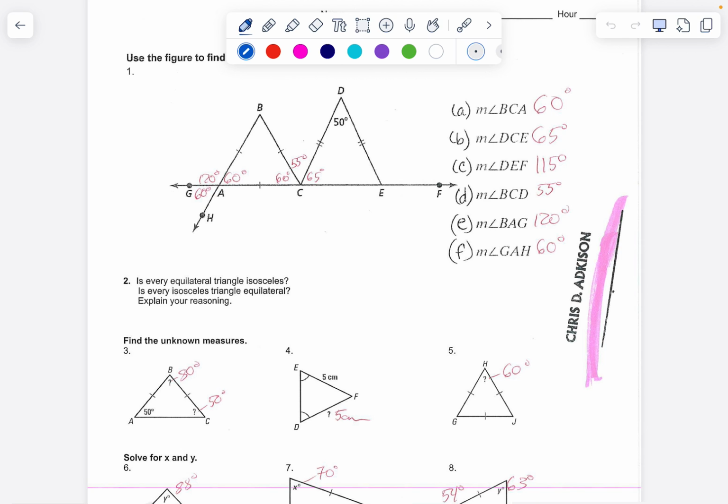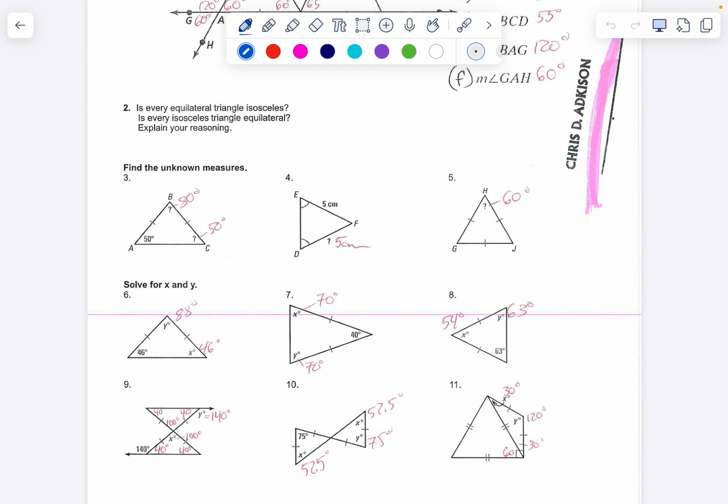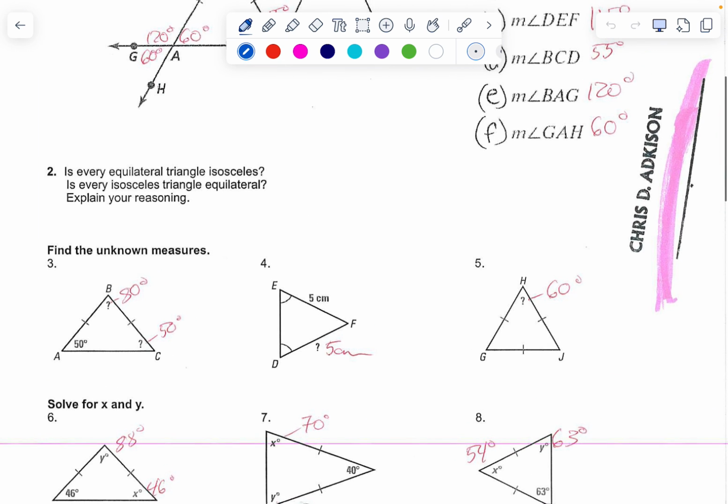Okay. That was a combination of isosceles triangles, solving for angles with that, and then knowing what every angle in an equilateral triangle is. What is the degree measure? 60. And then you had some linear pairs in there as well. Number 2, I didn't write the answer on this one: is every equilateral triangle isosceles? What do you think?